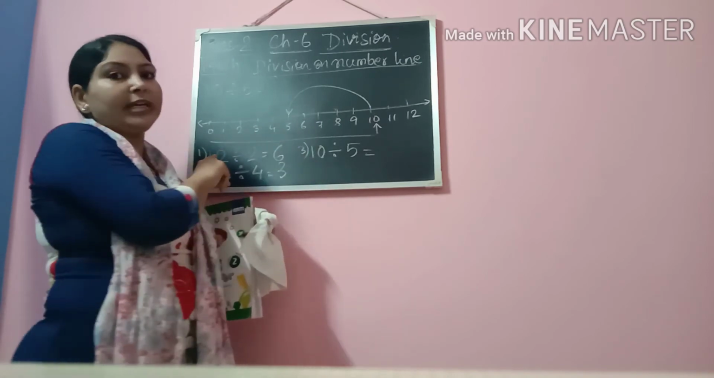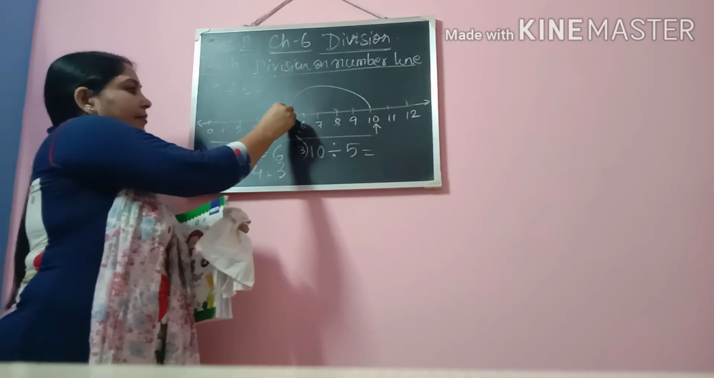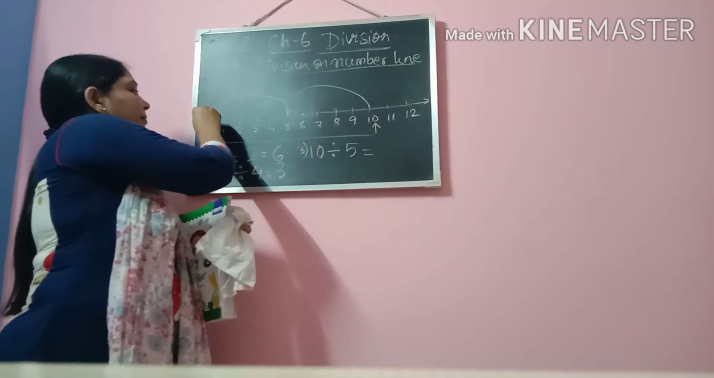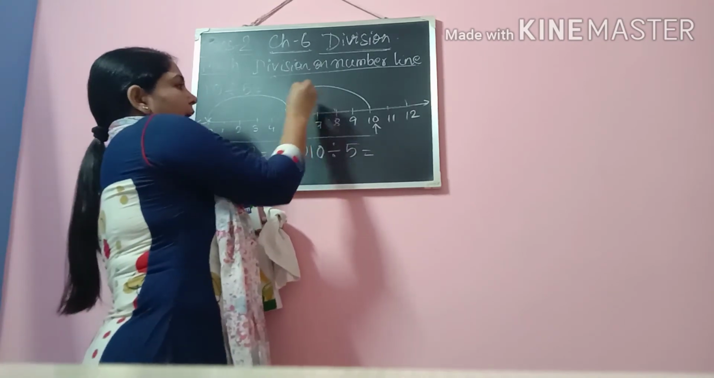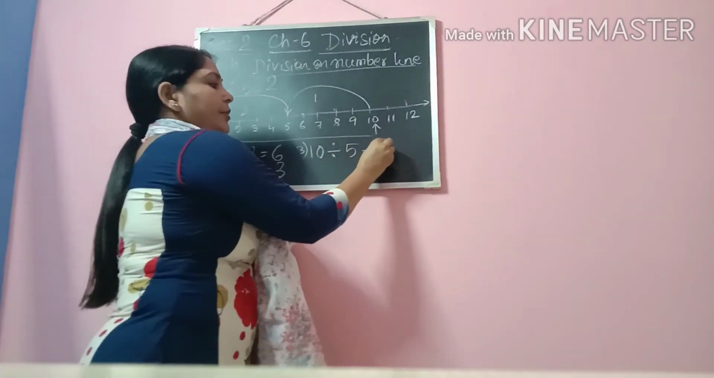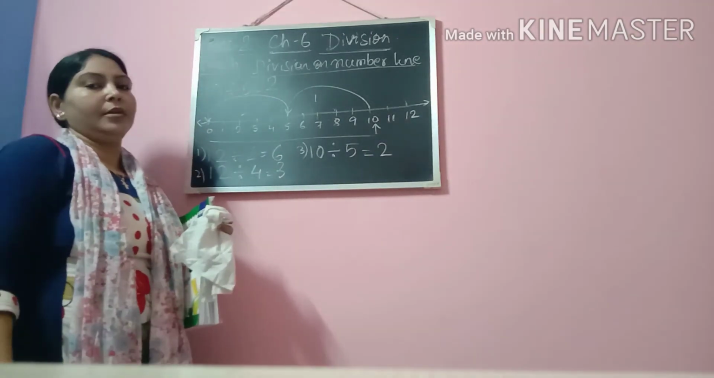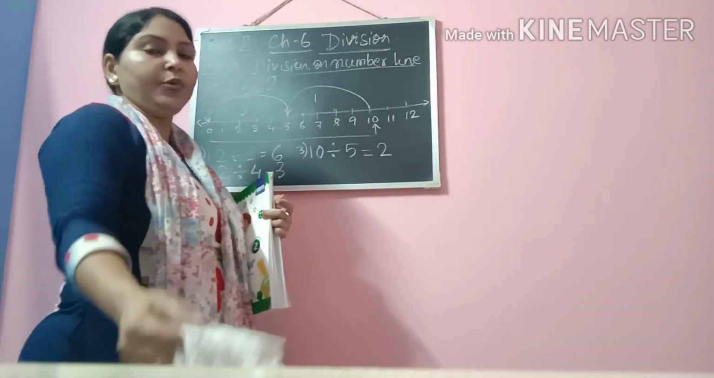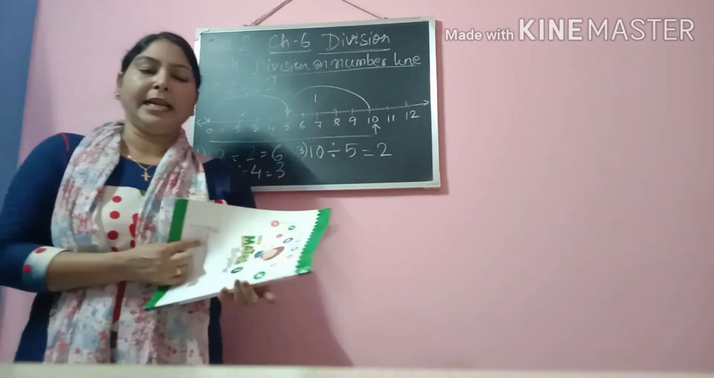Again we have to reach to 0. Again 1, 2, 3, 4, 5. Now see how many times we have skipped? 2 times. 1 and 2. And the answer is 2 here. So 10 divided by 5 is equal to 2. Okay. So I hope by now you must have understood how to do division on number line.